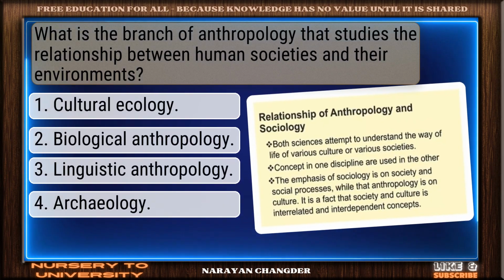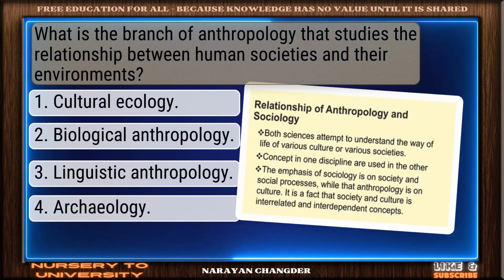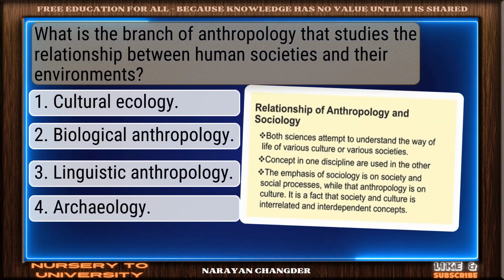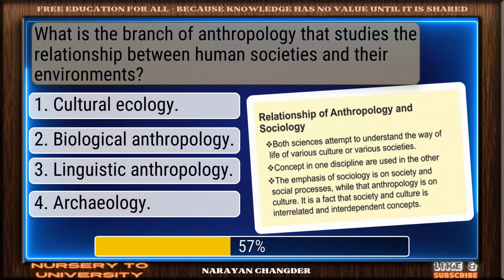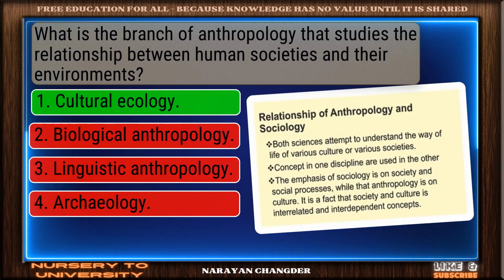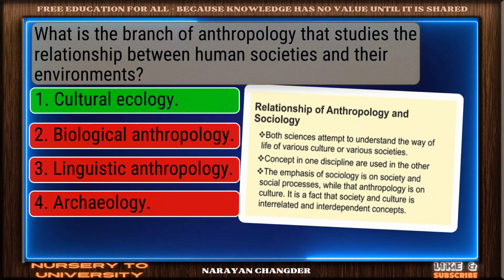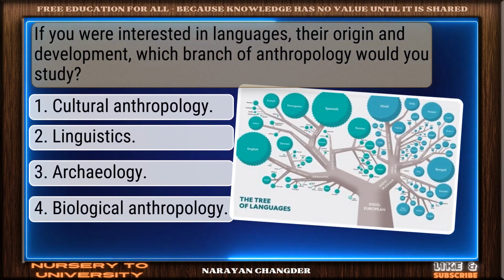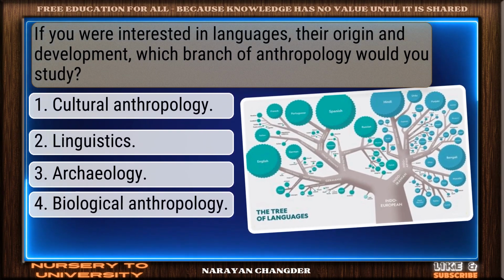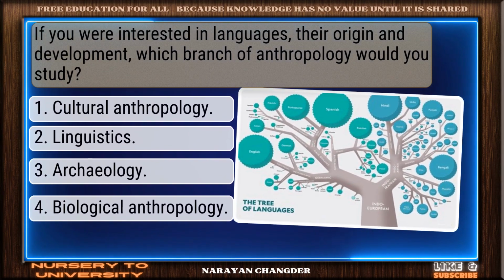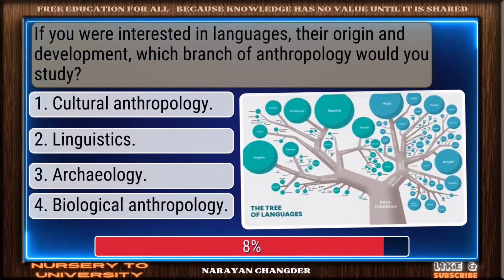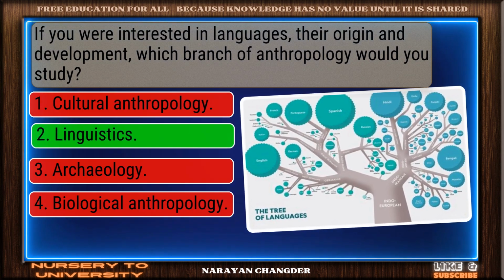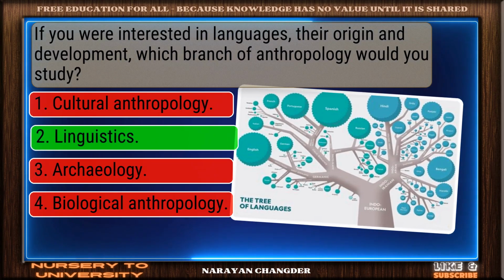What is the branch of anthropology that studies the relationship between human societies and their environments? Valid point. Cultural ecology is true. If you were interested in languages, their origin and development, which branch of anthropology would you study? Strong choice. Linguistics is the right answer.